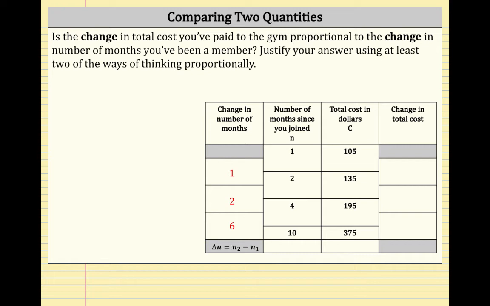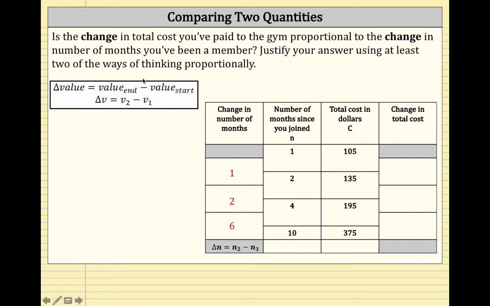Now let's look at the other side of the table as well. We'll use this idea of the ending value minus the starting value to fill out this portion of the table. So delta c is equal to c2 minus c1, that second value minus that first value. So we're going to take 135 minus 105, that gives us 30. We'll take 195 minus 135, that gives us 60. We'll take 375 minus 195, and that gives us 180.